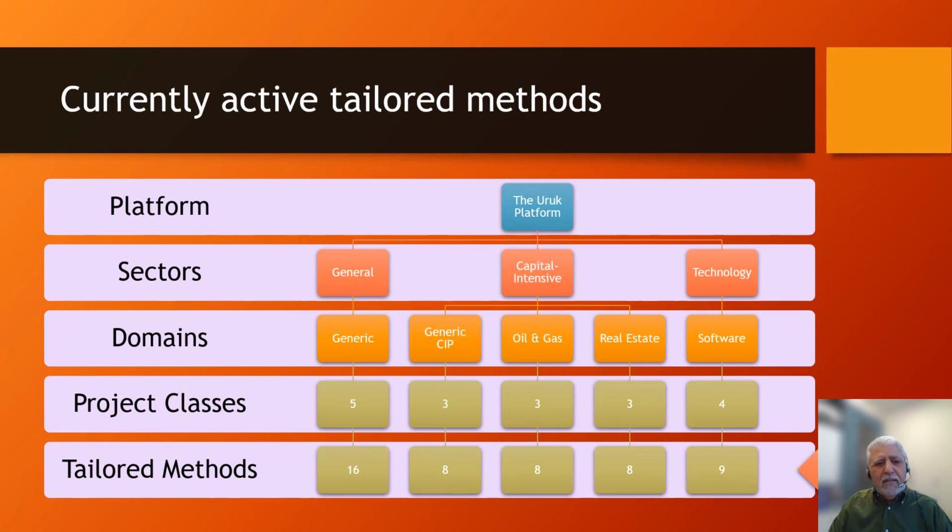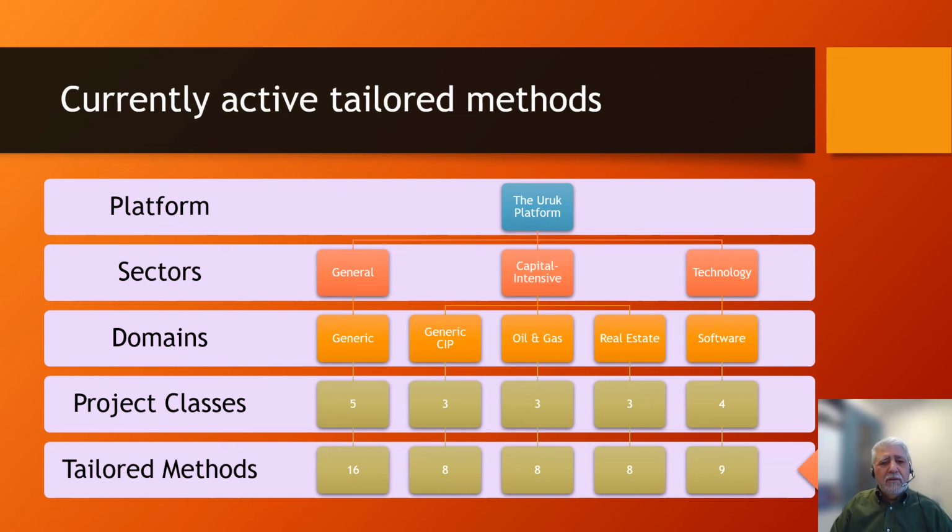And for these domains, each domain has a number of classes. For example, in software projects right now, we have 4 project classes. In oil and gas, we're using 3 classes. Real estate, same thing. And then how many tailored methods overall? What you do not see behind my image is that the total number here is 49 tailored methods.